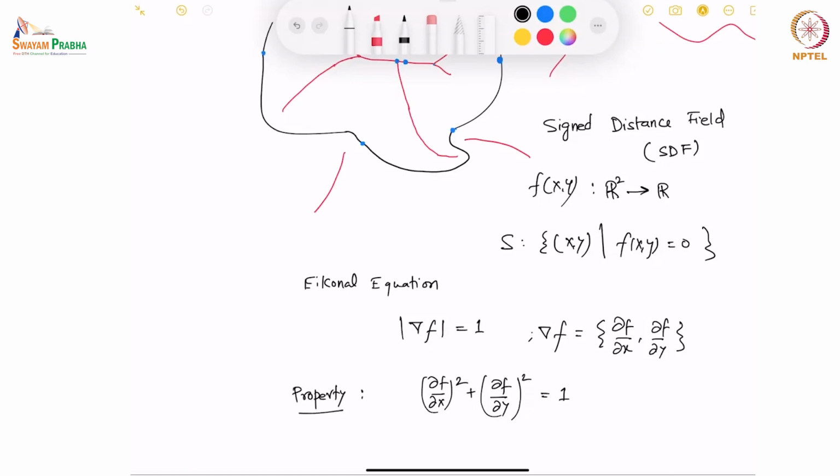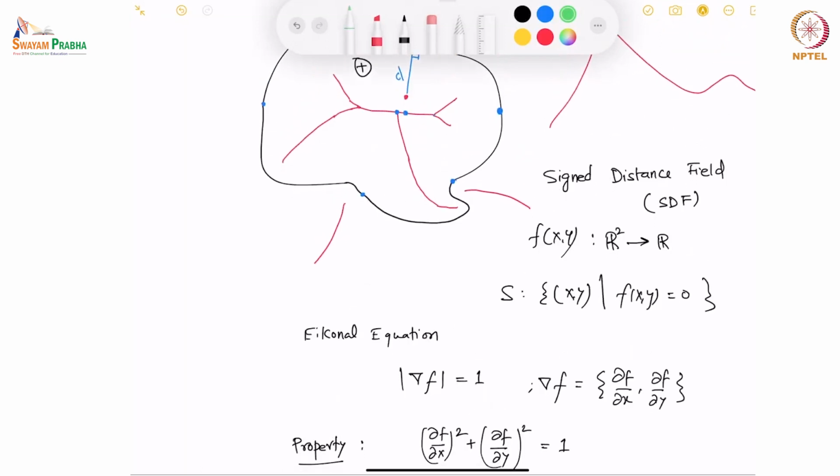A property of a distance field is that the norm of the gradient at every point is equal to 1. It's a very strong and very interesting property. And I can draw it for you in this diagram as well. Let's say we have a point here, and a distance field defined. Remember, we took the distance which is normal to the boundary, the shortest distance.